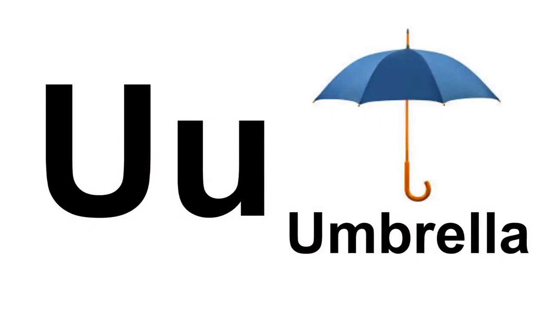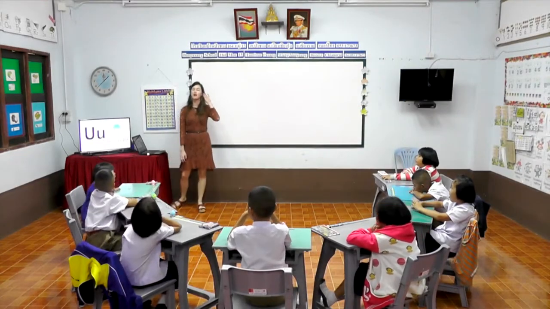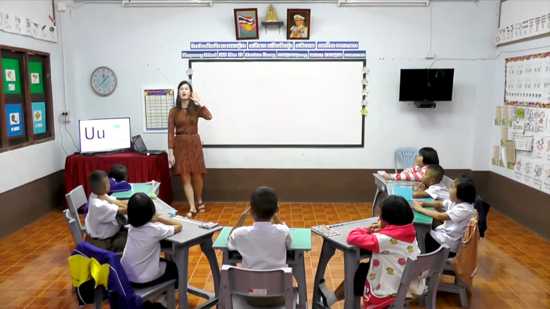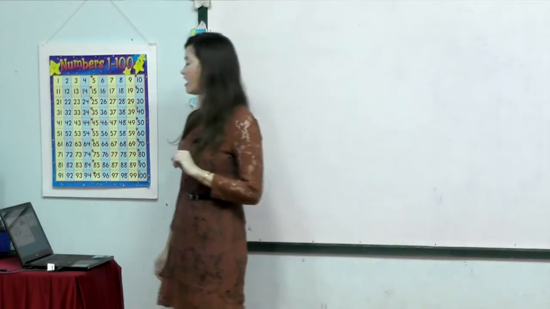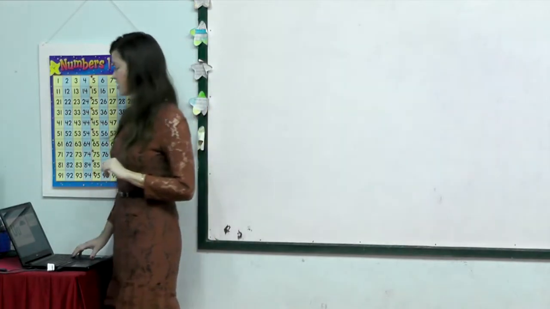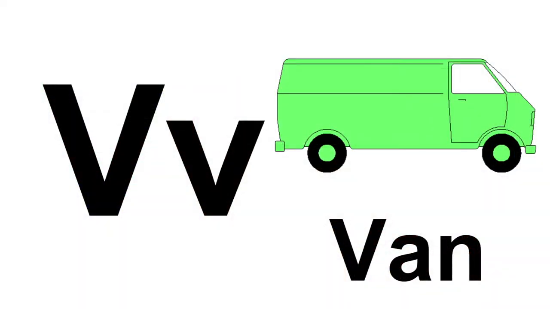Umbrella, right? This is another one of our vowels, remember? Our special vowels. That's right. Okay, what sound does umbrella make? Umbrella. Great job.